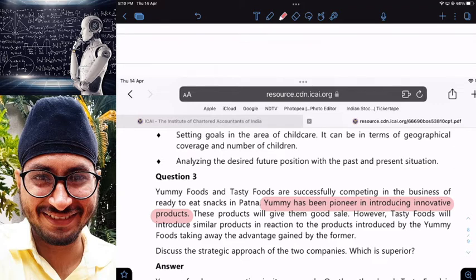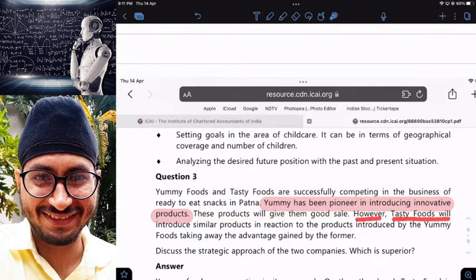Someone who innovates, someone who launches new things is called a pioneer. By reading this, can you tell me which strategy they might be following? Proactive or reactive strategy? Proactive strategy. Next, these products will give them good sales.